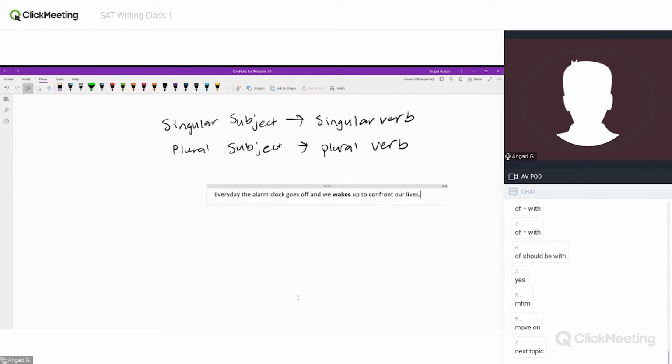So the problem here is that we have the subject we, a plural subject having a singular verb, wakes. What we need is a plural verb, which would be wake. Every day the alarm clock goes off and we wake up to confront our lives. We have the plural subject, and we have the plural verb with wake. So now it's grammatically correct. Do you guys get that?